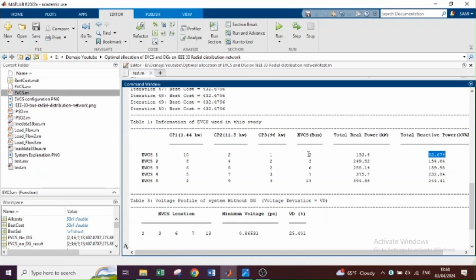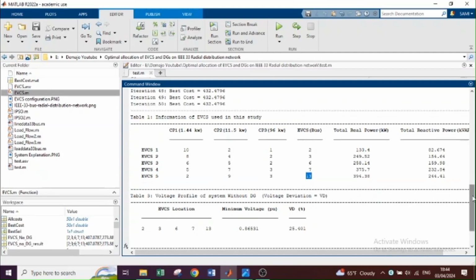With this configuration, the best locations are reported as 2, 3, 6, 7, and 13. That means the first charging station can be placed in bus 2, the second one in bus number 3, and the third one in bus number 6. The fourth one can be placed in bus number 7, and the fifth one should be placed in bus 13.